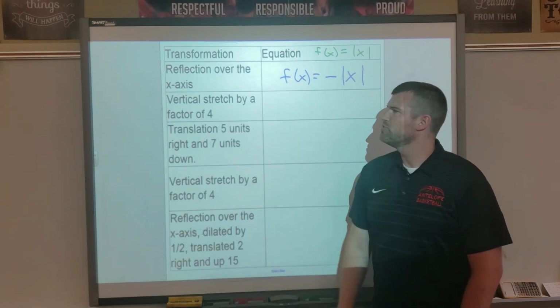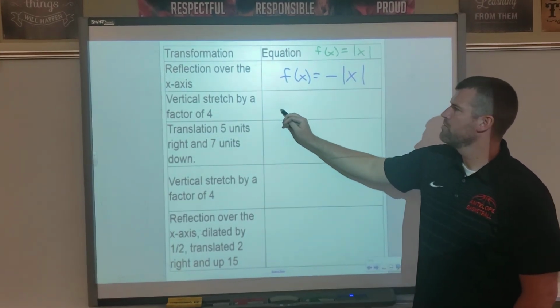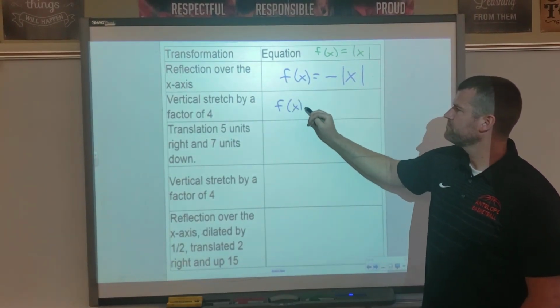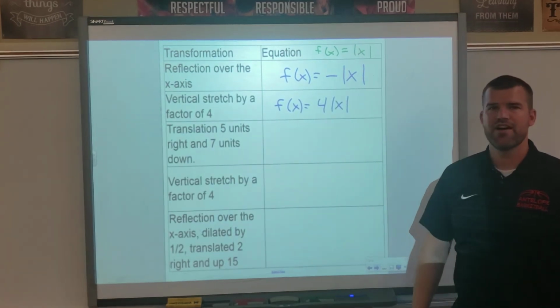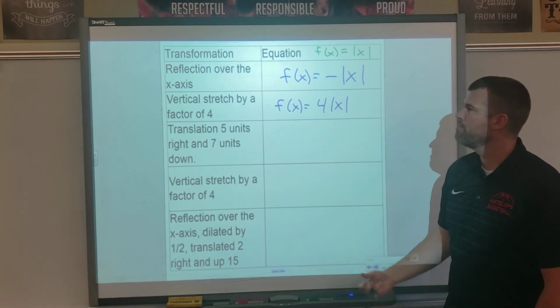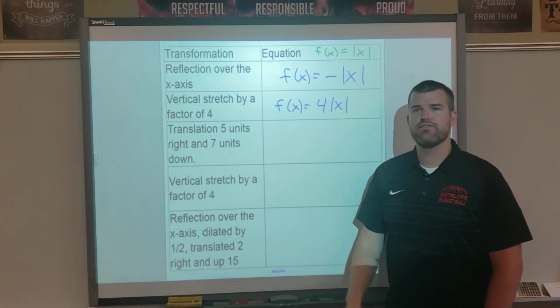If we want the graph to stretch by a factor of 4, where do we need to put the 4? The 4 needs to go in front of the absolute value of x. So we know that graph would open up, but it's going to be stretched by a factor of 4.